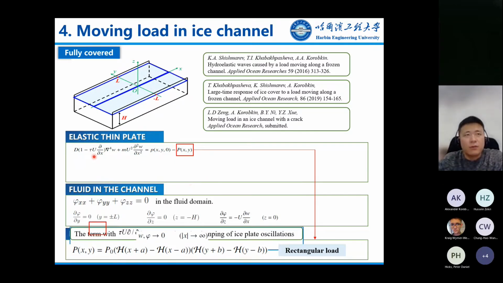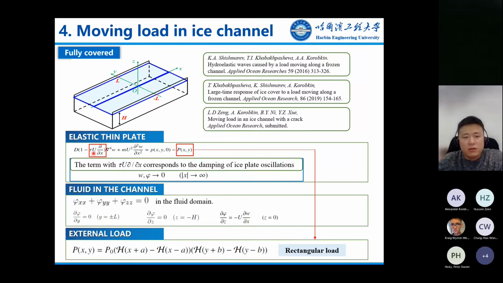Here is a term with tau, the retardation time in the ice plate equation, which corresponds to the damping of the ice plate. It makes waves and the velocity potential decay to zero in the far field.